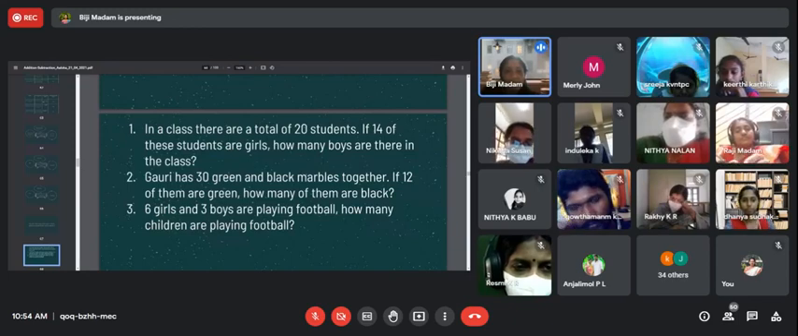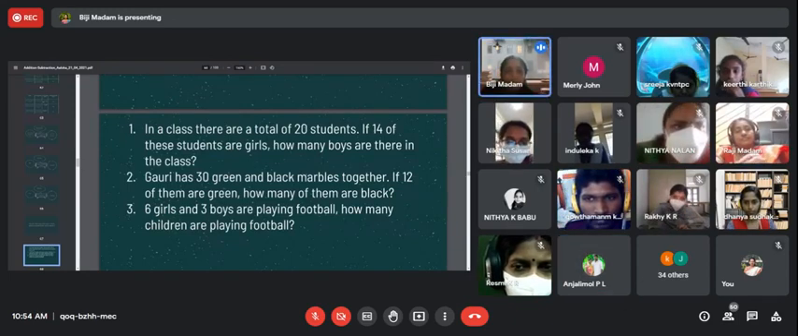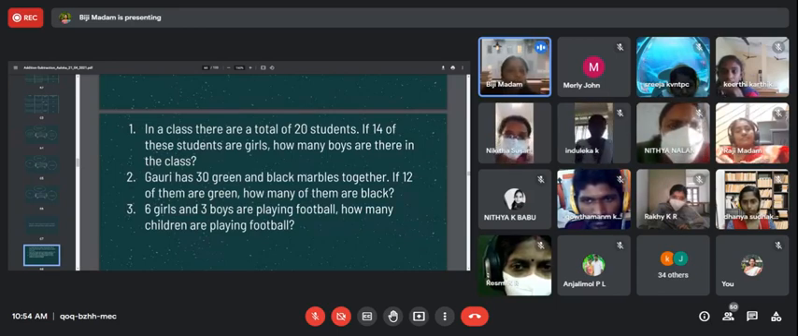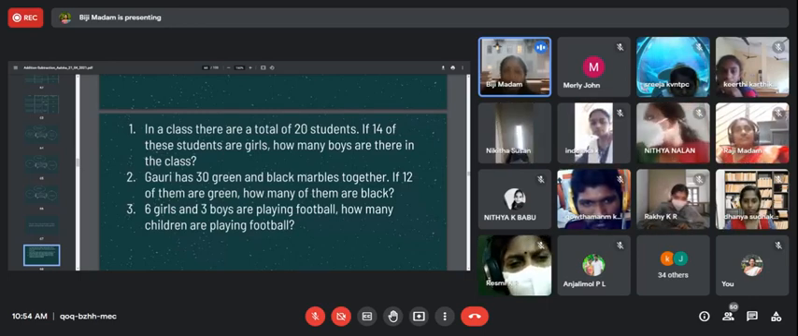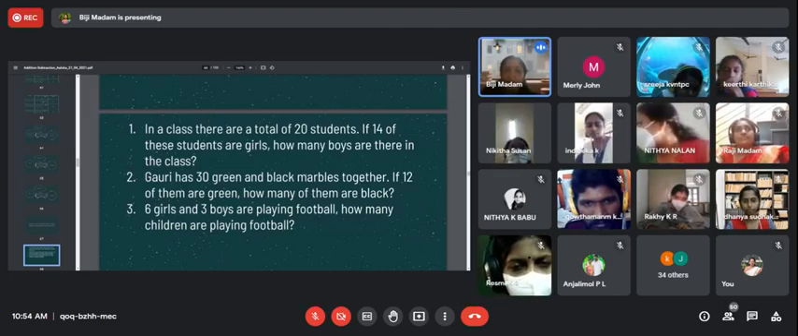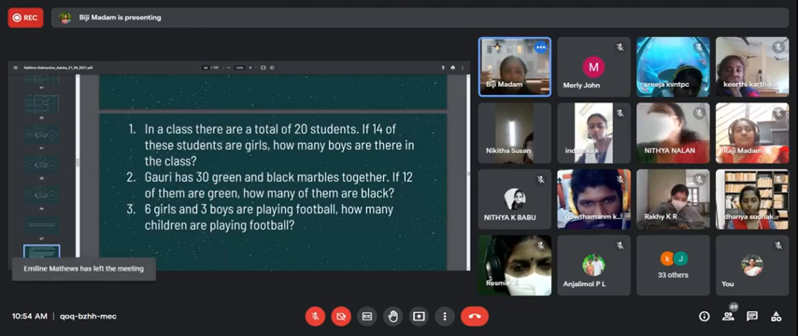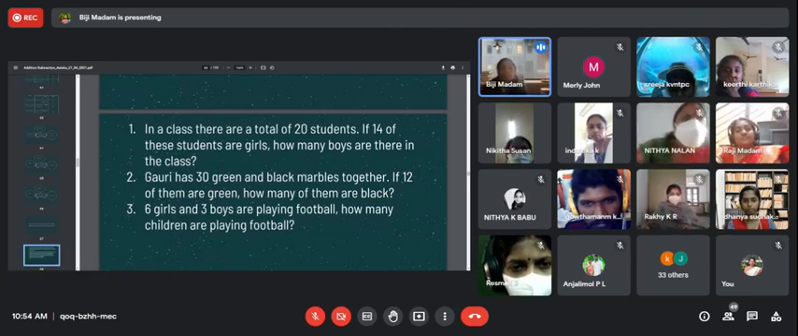In a class there are a total of 20 students. If 14 of these are girls, how many boys are there in the class? Second, Gauri has 30 green and black marbles together. If 12 of them are green, how many of them are black? The third is, 6 girls and 3 boys are playing football. How many children are playing football? Is this question similar to the one we saw before?